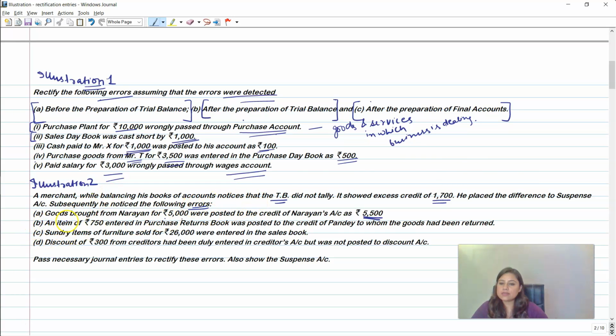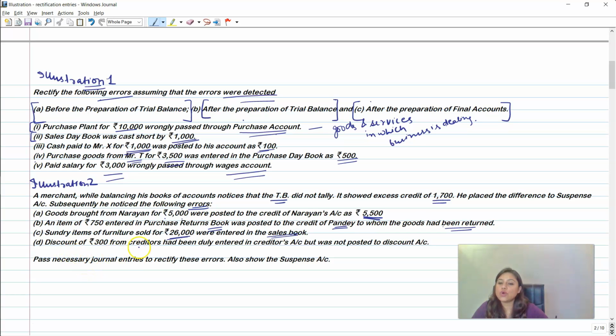So the first error says goods bought from Narayan for rupees 5000 were posted to the credit of Narayan's account as rupees 5500. An item of rupees 750 entered in the purchase returns book was posted to the credit of Pandey to whom the goods had been returned. And sundry items of furniture sold for rupees 26,000 were entered in the sales book.